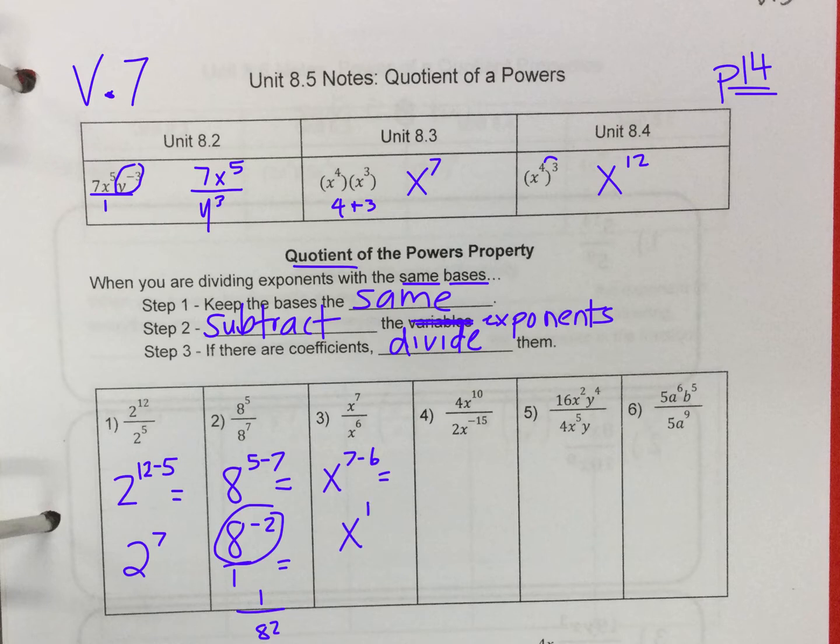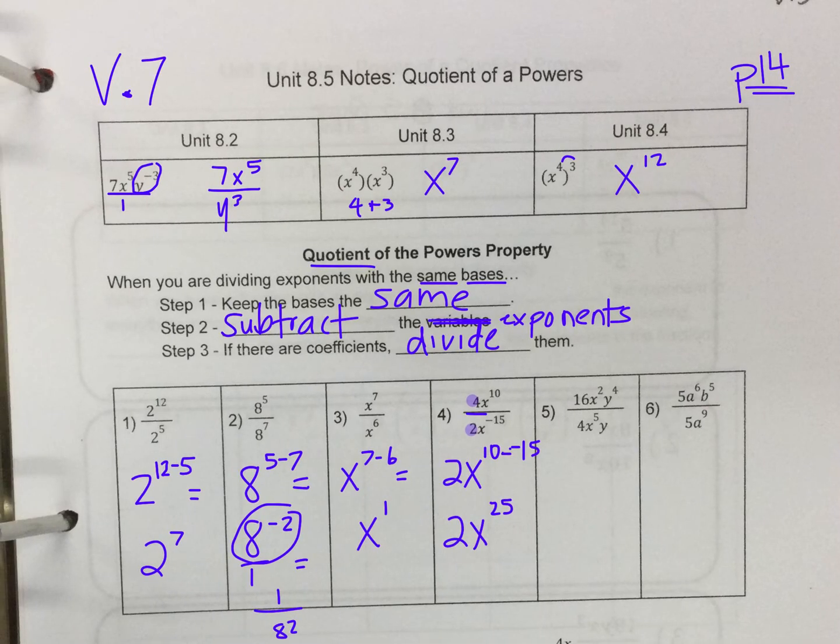Okay, this one has numbers in front of the x. So we are going to divide the coefficients. 4 divided by 2 is a 2. Okay, and we copy the x, and then I say 10 minus negative 15. 10 minus negative 15 is 25, so 2x to the 25.